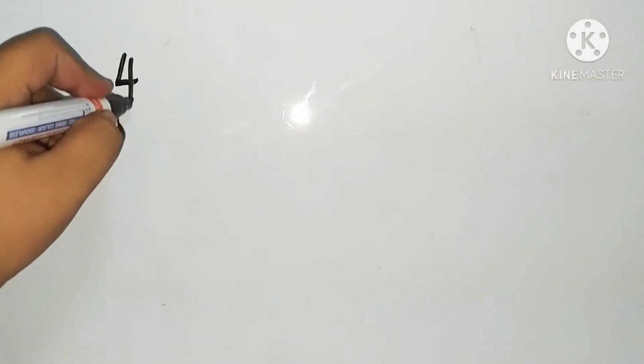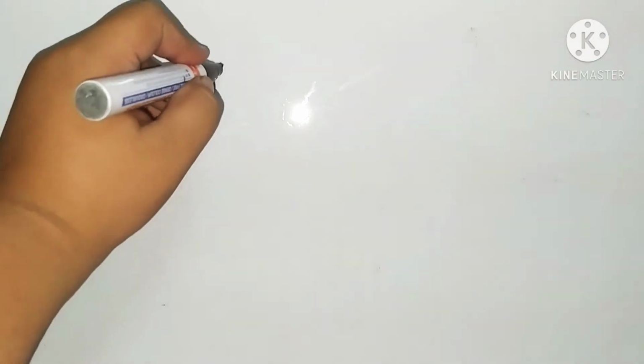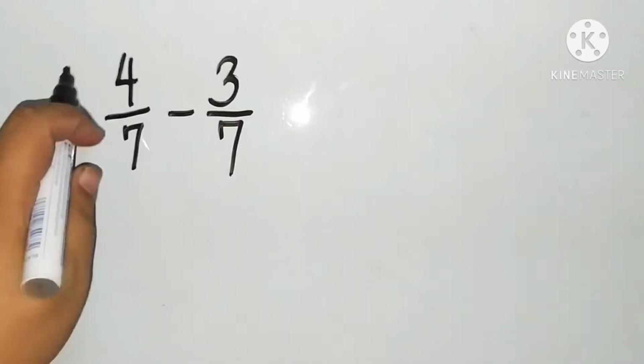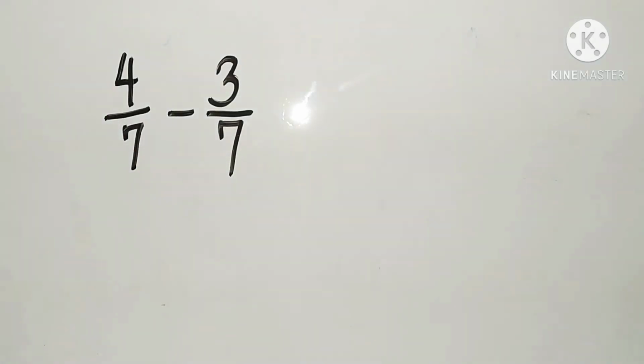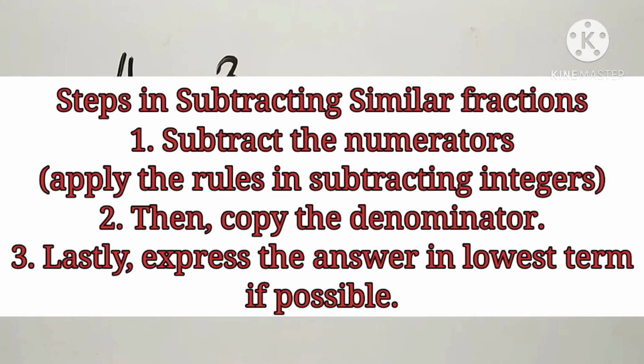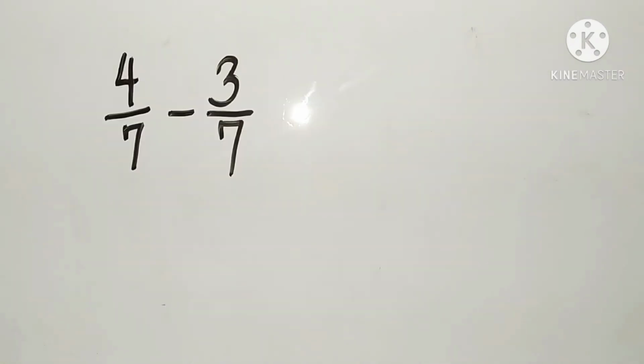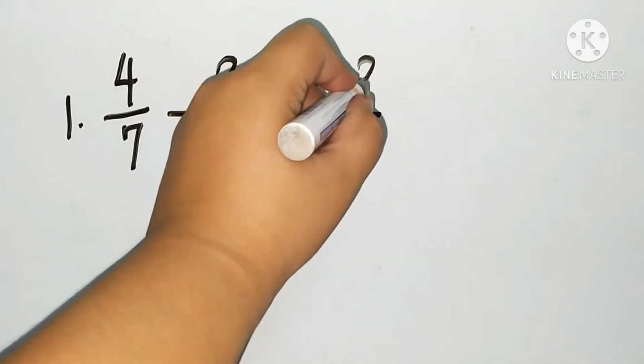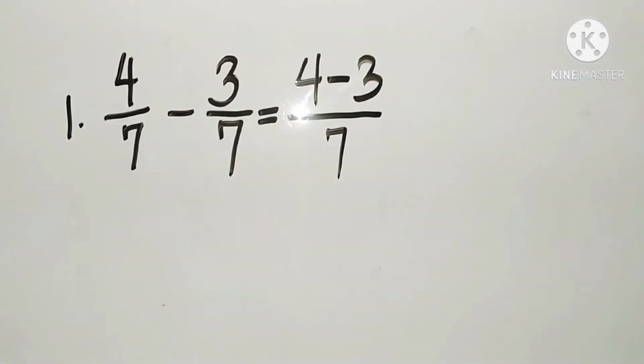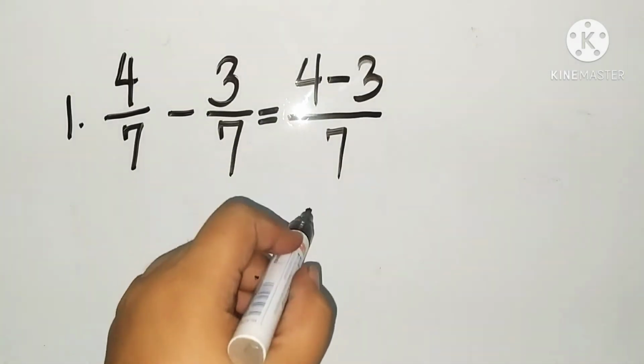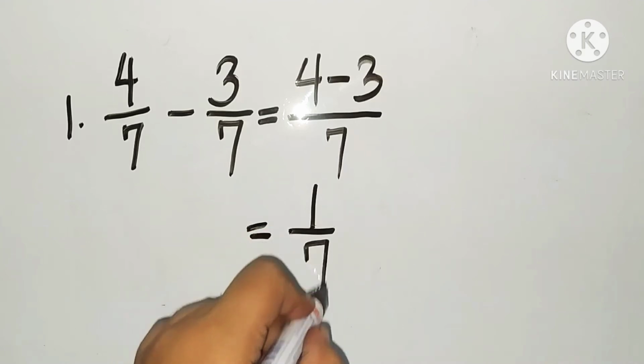Let's say you were given 4 over 7 minus 3 over 7. So, yung rule lang naman in subtracting similar fractions is subtract the numerators and then copy the denominators. So, sa case na to, magiging 4 minus 3 over 7. And what is 4 minus 3? 4 minus 3 is 1 over 7.